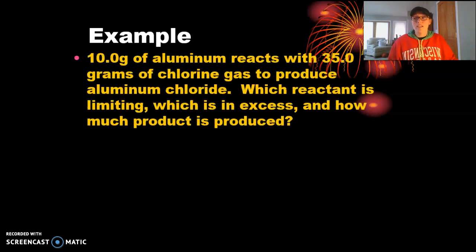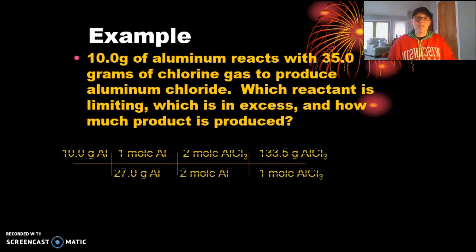Then we're going to go ahead and start by listing what we're given. We're going to write out a stoichiometry problem just like we've done before. We're going to go from grams of Al. We can then change grams to moles because that's our first step. We always need to go from grams to moles. That will cancel out grams. So if you look at the periodic table, there are 27 grams of aluminum and 1 mole of aluminum.